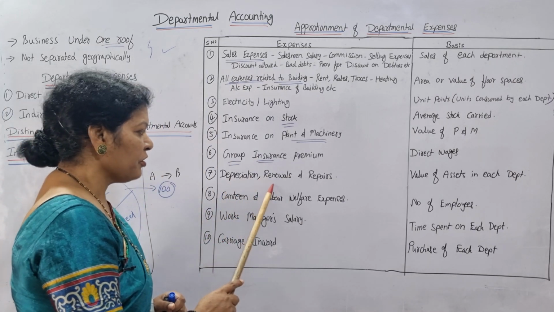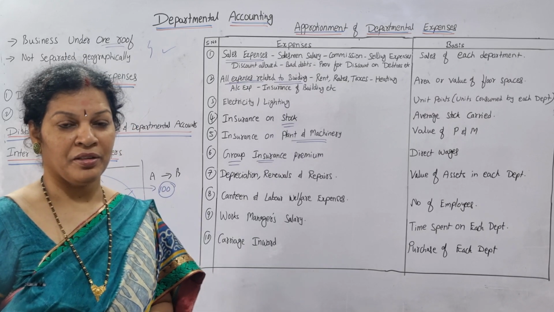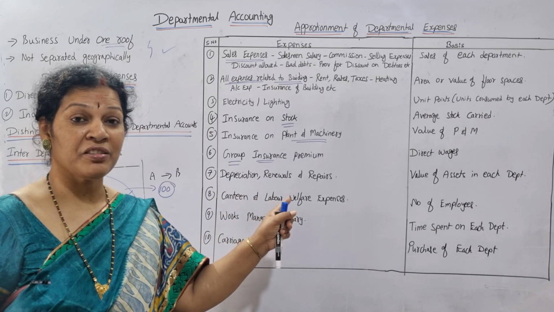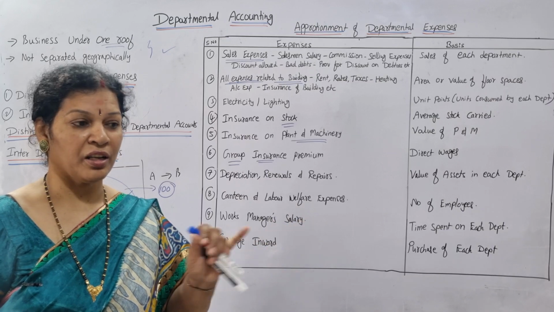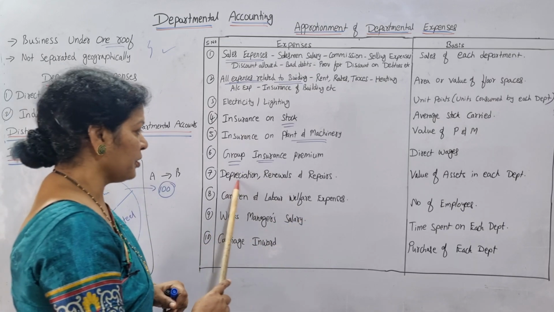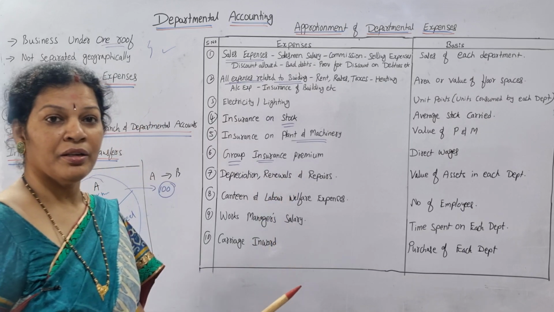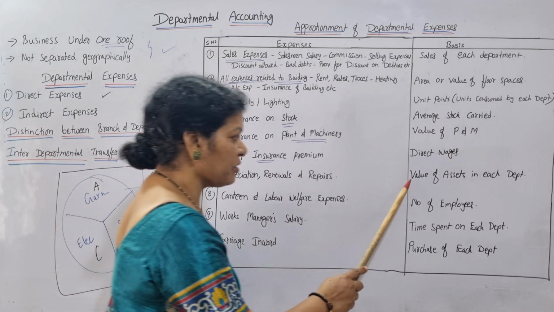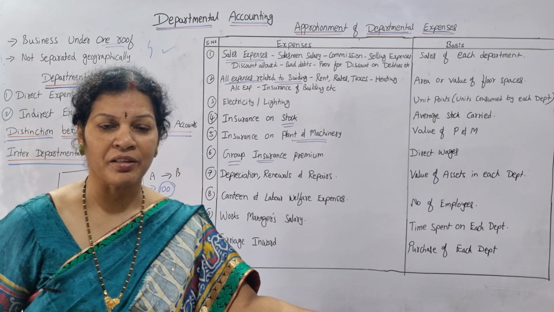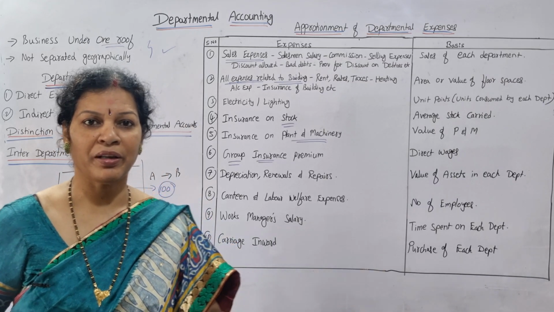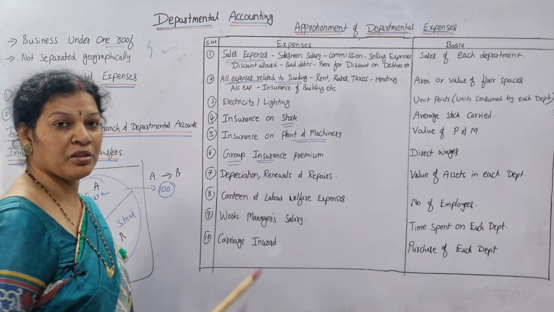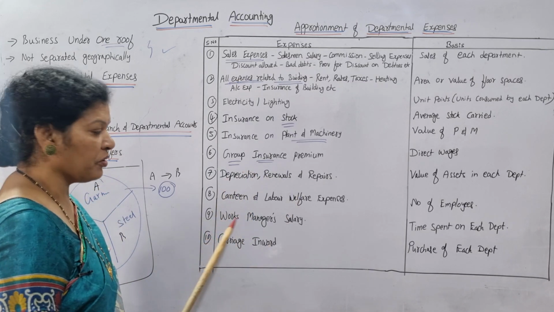Next, depreciation, renewals and repairs. This is related to any fixed asset like building, furniture, machinery, these kinds of things. So how do we allocate the expenses? That depends on the value of assets in each department. How many assets are there in each department? According to that, we'll calculate the depreciation or repairs, or you can say renewals. So this is about depreciation, renewals and repairs.